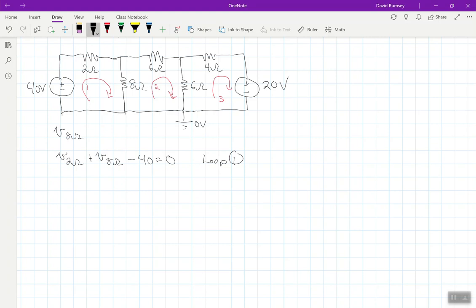And for loop 2, we would have the voltage across the 8 ohm resistor plus the voltage across the 6 ohm resistor plus another voltage across another 6 ohm resistor, and that would be equal to 0 because there's no power supplies in this, so this would be loop 2. And then loop 3, we'd have the voltage across the 6 ohm resistor plus the voltage across the 4 ohm resistor plus 20 volts is equal to 0. And it's plus 20 because I'm hitting the positive side of that power supply. So this would be loop 3.